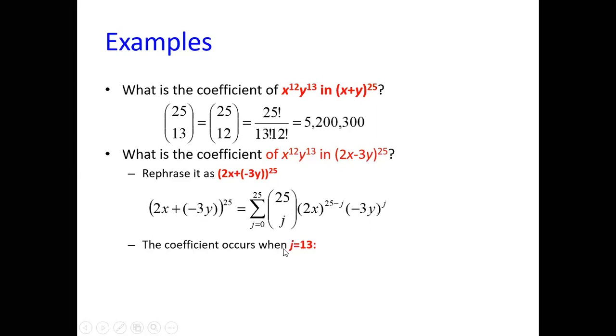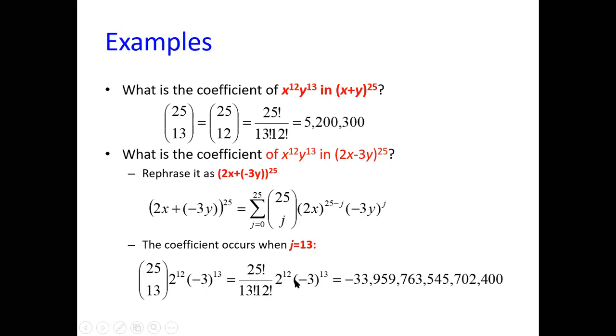Now for j equal 13, we will have y power 13. For j equal 13, we replace j by 13. We get this equation. It's negative, but a huge number. It's a huge number because we have 2x, 3y. The sign alternates: one term plus, one term minus. But 2x minus 3y gives us a huge number.